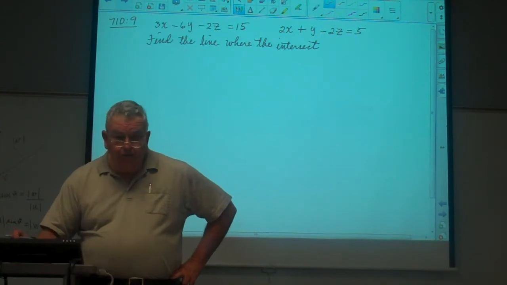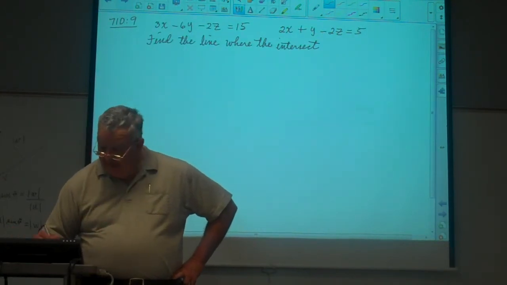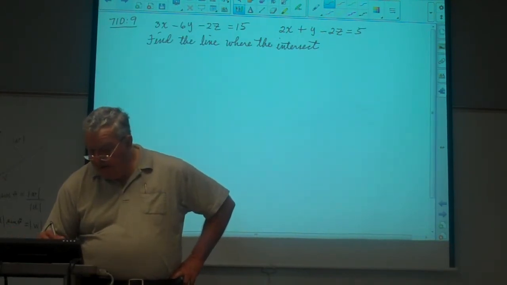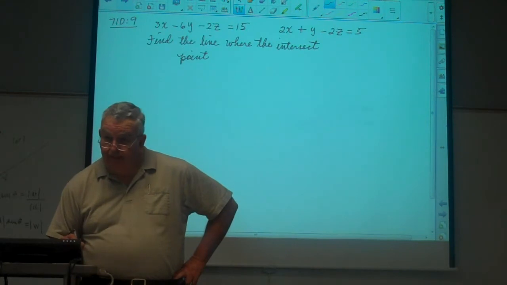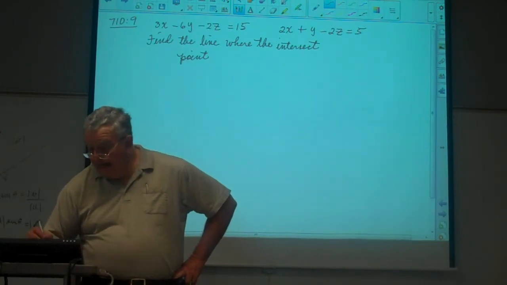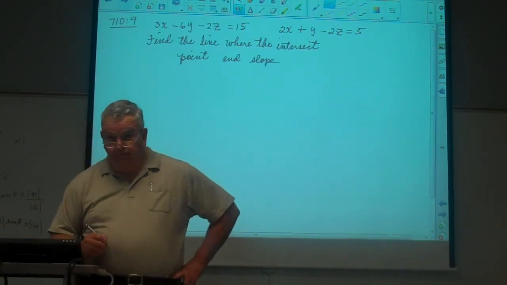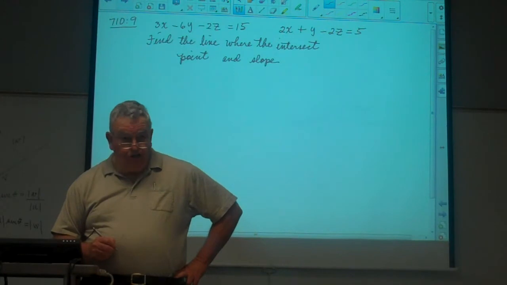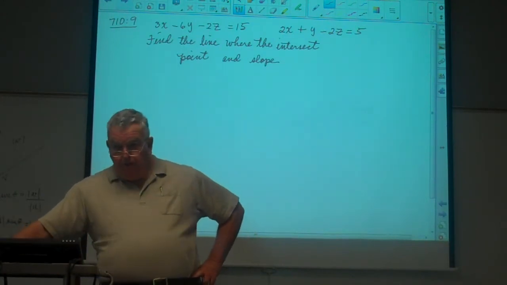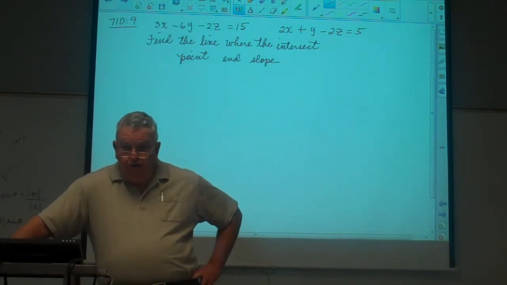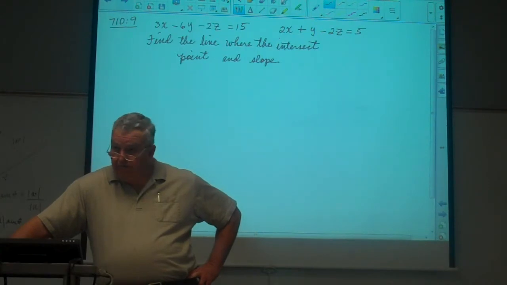But if I'm looking for a line, don't I need to know a point on the line? Is that right? And the slope of the line? And slope in vectors is a unit vector, is it not? Everybody agree?